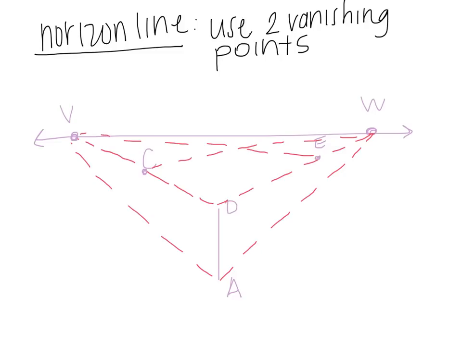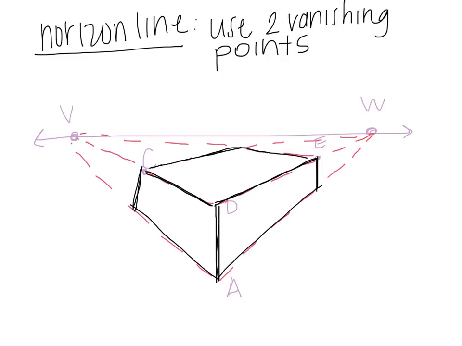Now I just need to fill in my squares. So I have one right here of D and A. Here's another one right here. Here's one. Here's the top of my figure. Now I just need to create the ones going down. Fill those in. And there is my 2-point perspective drawing.